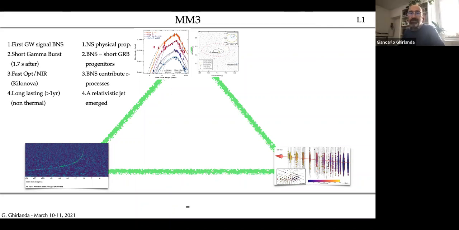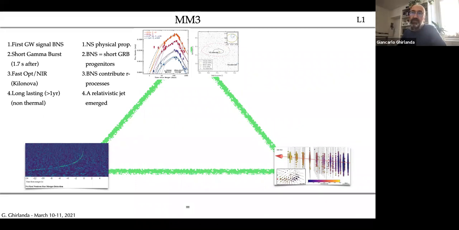Just to give a brief summary, on the side of connecting gravitational waves and electromagnetic signals, the lesson is that of the first gravitational wave from a binary neutron star merger, which was followed 1.7 seconds after by a short gamma ray burst. There was the detection of a fast optical near-infrared transient, which is the kilonova, and a long-lasting non-thermal emission, detected past 1 year, also very recently, associated with the relativistic outflow.